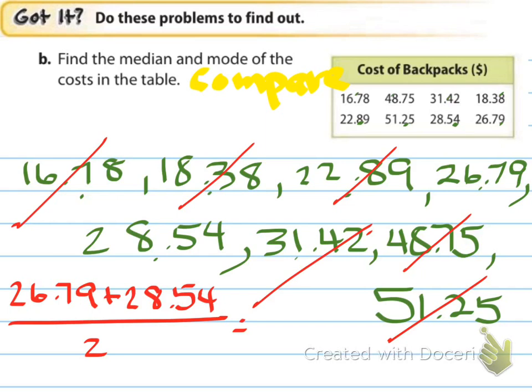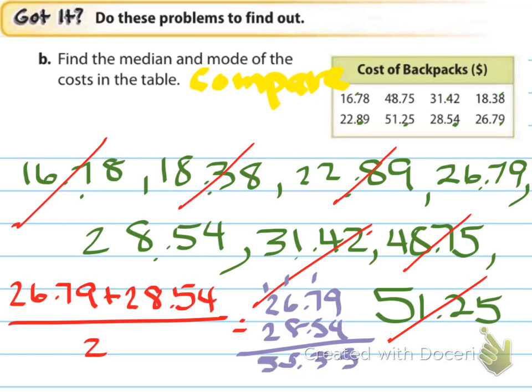Remember, when you're adding these, that you need to line them up, line up the decimals. So I'm going to just create a space to work here. Actually, I'll do it right here. So 26.79, 28.54. Got 13, carry the 1, 13 again, carry the 1, 15, carry the 1, and we've got 55.33.